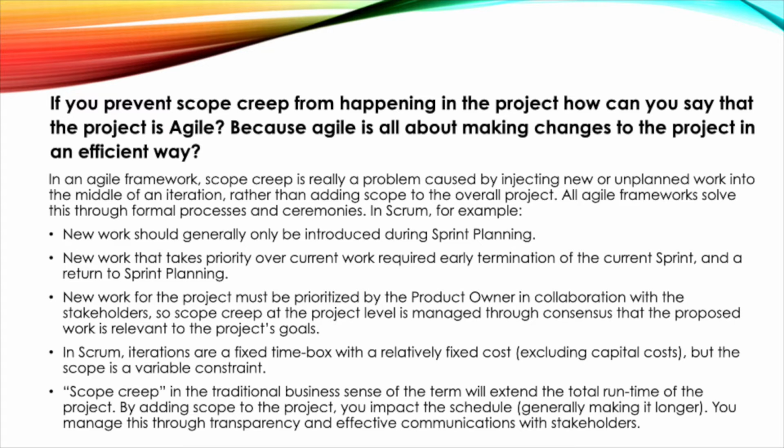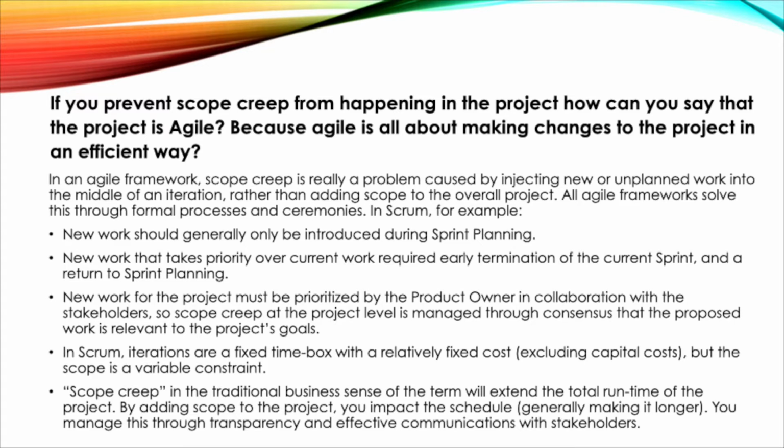All Agile frameworks solve this through formal processes and ceremonies. In Scrum, for example, new work should generally only be introduced during sprint planning. New work that takes priority over current work requires early termination of the current sprint, and a return to sprint planning. New work for the project must be prioritized by the product owner in collaboration with the stakeholders, so scope creep at the project level is managed through consensus that the proposed work is relevant to the project's goals.